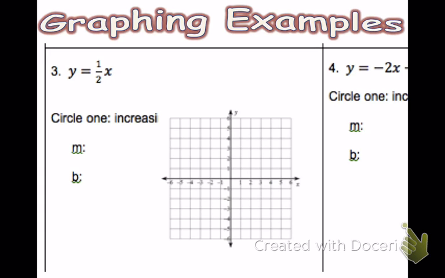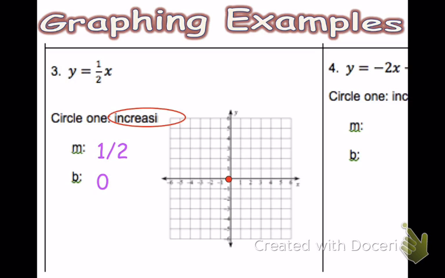All right, next problem. We're going to go ahead and graph this one. This line has 1/2 as its slope. So that means it's increasing. And my y-intercept, there's nothing added to the end, so nothing represents 0. Which means we're going to start at 0 on the y-axis, which actually ends up being our origin.